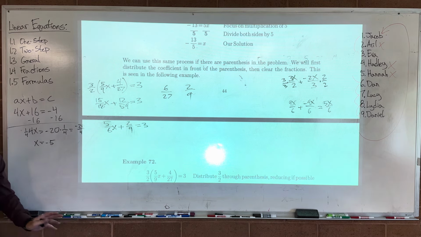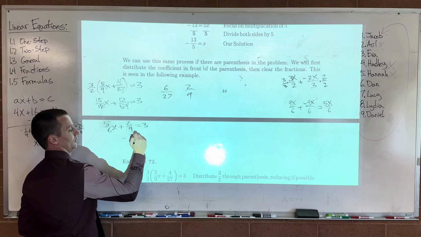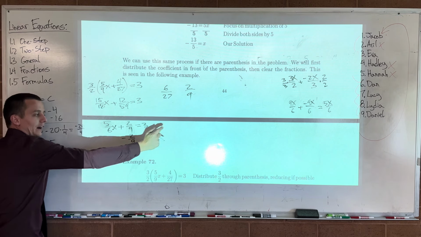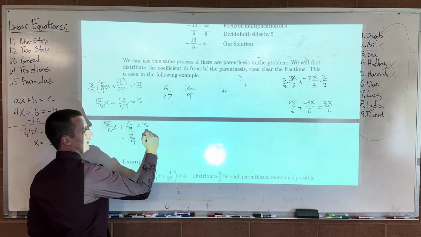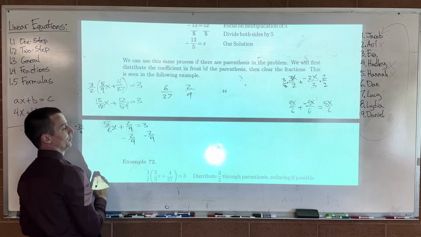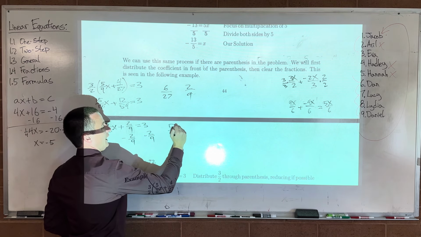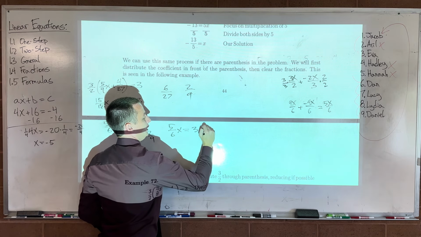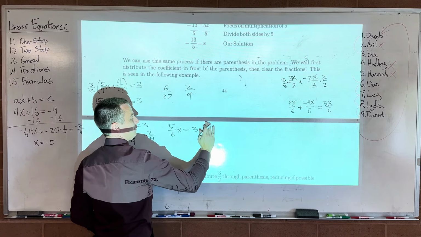All right, now what should we do, now that we reduced our numbers? Subtract 2 9ths from both sides. I'm trying to get the x term by itself, so I need to get that off this side. I need it over here. So subtract 2 9ths from both sides, and we're left with 5/6 x is equal to 3 minus 2 9ths.